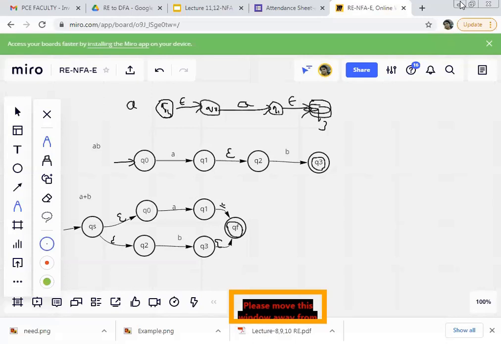Is epsilon mandatory between AB? It is not mandatory, Saurav. You may not have epsilon, and once you understand it and practice it, you can eliminate it. But for now, for beginners, you should attach two things with an epsilon. A is one, B is another, and we are attaching them using epsilon. Even here, A and B are attached with epsilon.